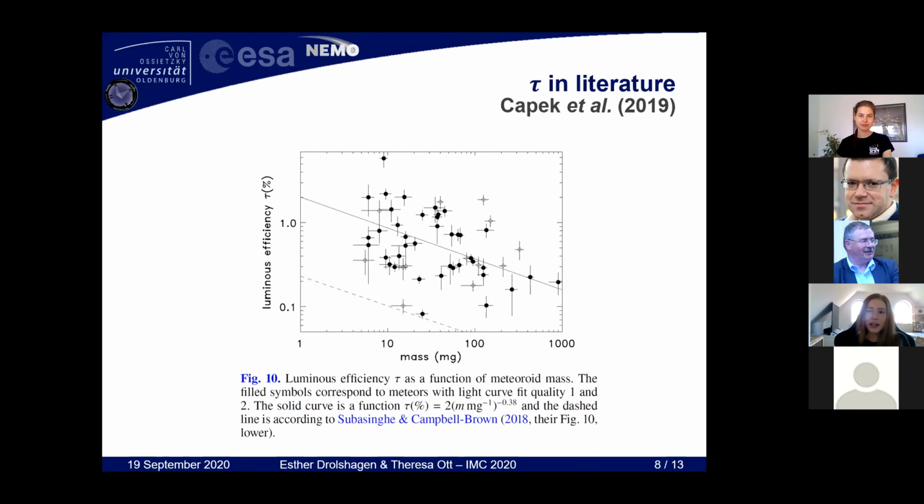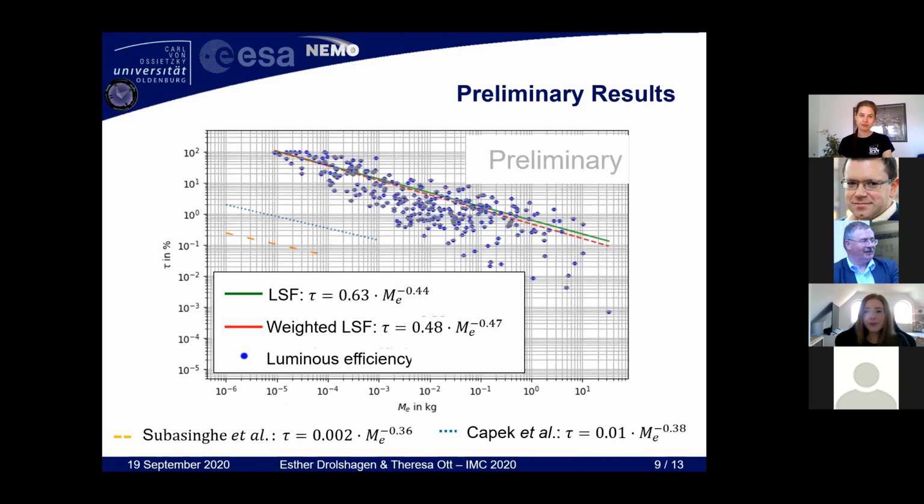Yeah, we had a look at tau in literature, and this is just one example of work that analyzed quite small objects and found a dependency of the luminous efficiency on the mass. Since most works in literature say that the luminous efficiency depends most on the velocity, we investigated this much more. And here are our preliminary results for the luminous efficiency in percent over the masses we found for the objects.